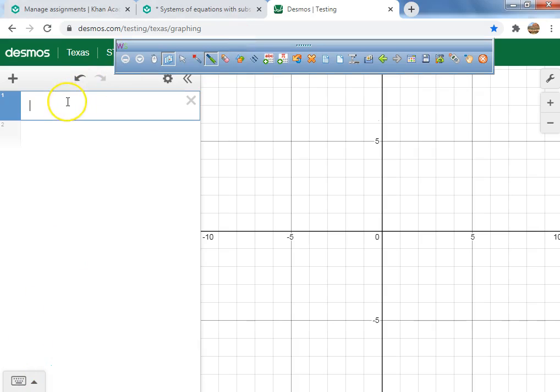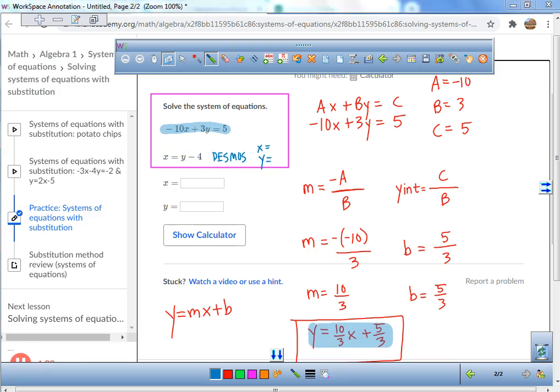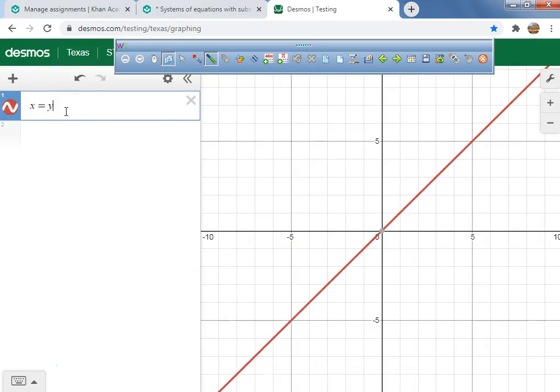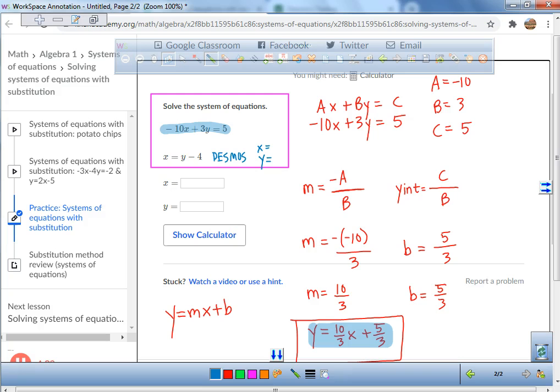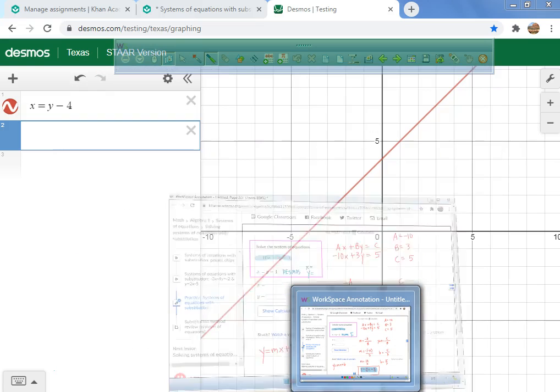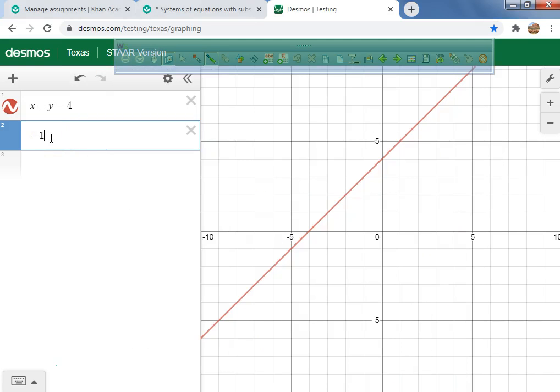So right now, I'm going to type in x equals because we can do x equals. Anybody remember what x was equal to? Y minus 4. So I'm going to type in y minus 4. Okay. Now let me show you what you couldn't do. You said negative 10x plus 3y equals 5. The whole purpose of this is because you're not allowed to do negative 10x plus 3y equals 5. Does everybody see that little exclamation? It doesn't work, okay?